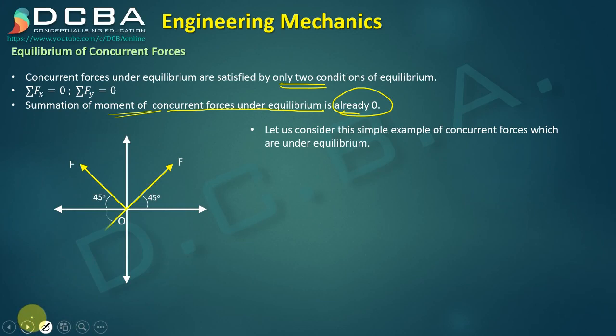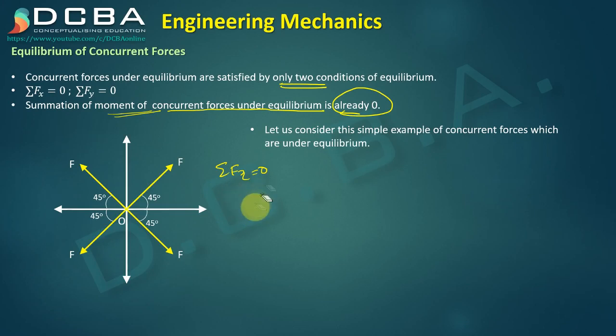Let us consider this simple example of concurrent forces which are under equilibrium. This is a very simple example I have taken. All the forces cancel out each other, so we can say that their net horizontal effect is 0, and their net vertical effect is 0. So I can call these forces concurrent forces under equilibrium.